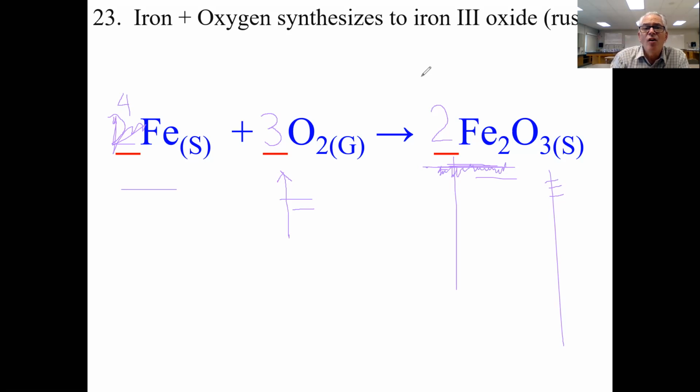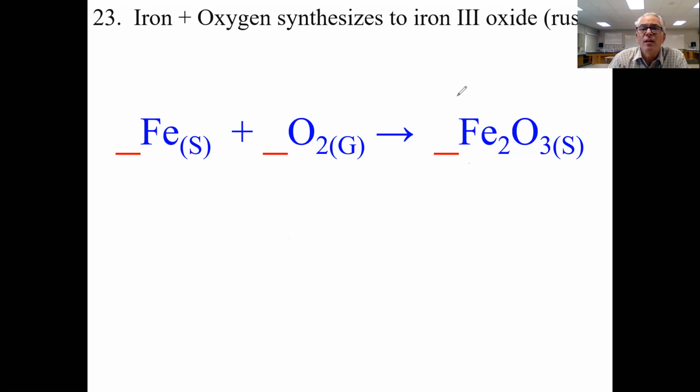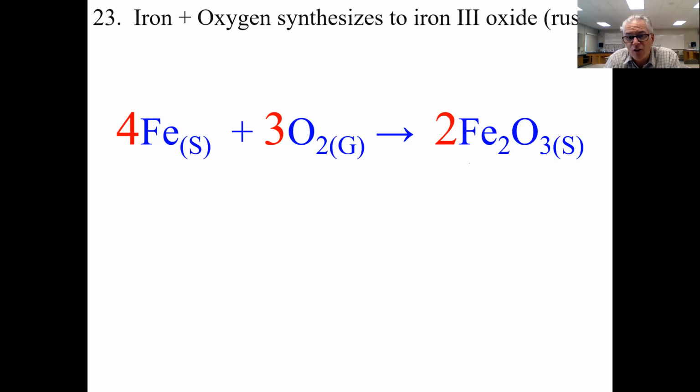And then I have 6 oxygens, and I have 2 O3s. 2 times 3 is 6 oxygen. Now it's balanced. It's in a 4 to 3 to 2 ratio. It takes 4 iron atoms plus 3 oxygen molecules to make 2 rusts, because rust is Fe2O3, Fe2O3.